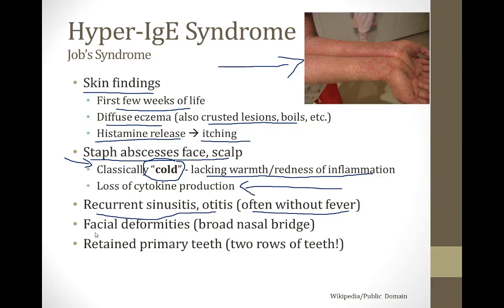cytokine production. In addition to the skin findings and the immune system dysfunction, these babies tend to have facial deformities. There are many that are described. A broad nasal bridge is one of the common findings. And in addition, as they grow older, they tend to retain their primary teeth, and thus children can have 2 rows of teeth when they have this disorder.